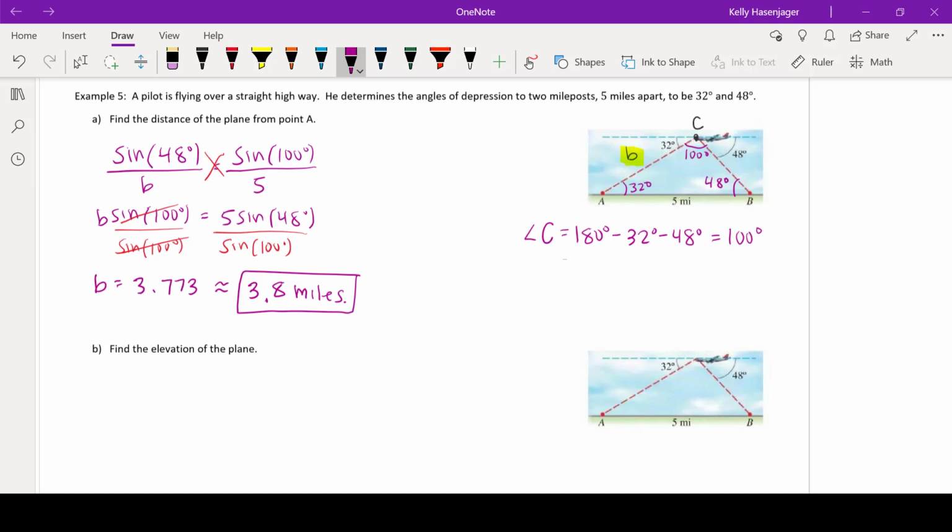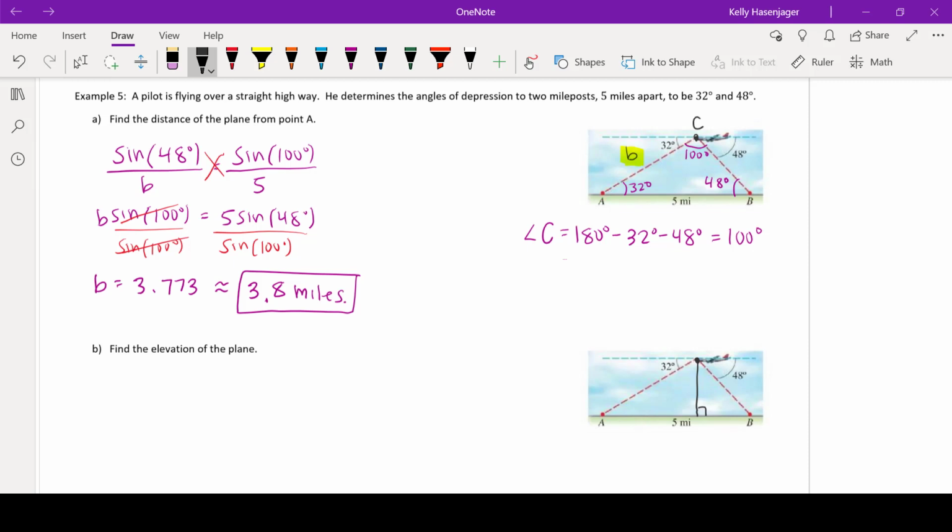Cool, that's how the law of sines will be used in an application type problem. Now we're asked to find the elevation of the plane. So the elevation is if we go straight from the plane straight down to the ground, which would create a 90-degree angle.